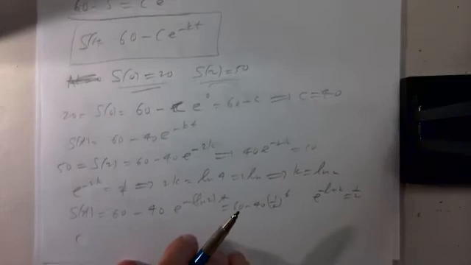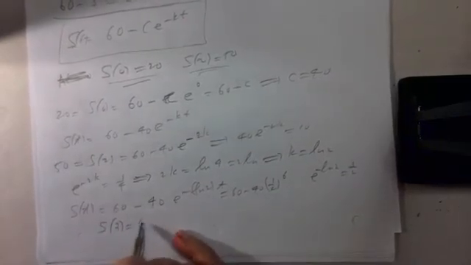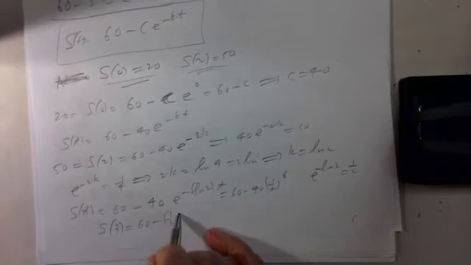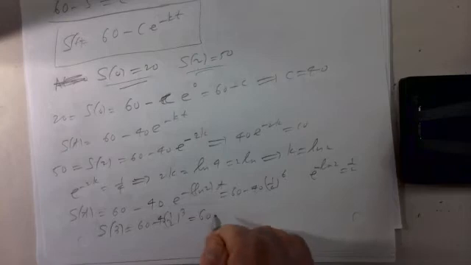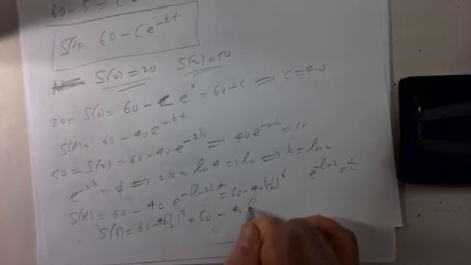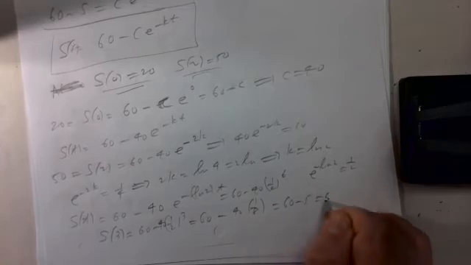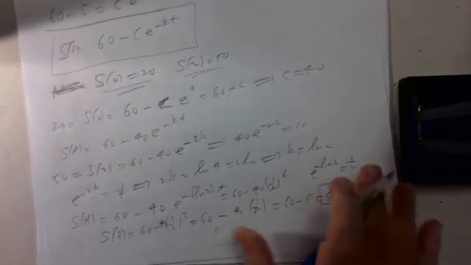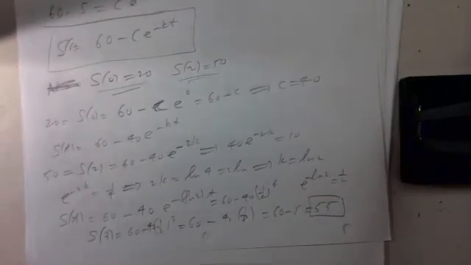So what is the answer to the problem? S of 3 is 60 minus 1/2 cubed times 40. So that's 60 minus 40 times an eighth, which is 60 minus 5, or 55. So the answer is 55.